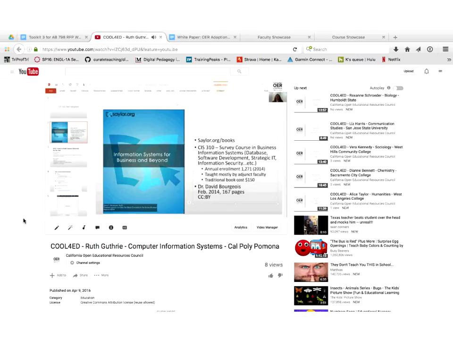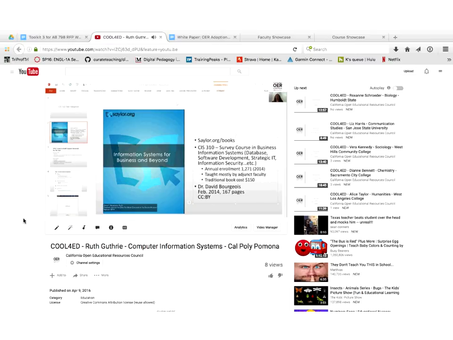This is a cover of the book we adopted, and we found it at sailor.org, and it's written by David Bourgeois. What we liked about the book is the writing style, very engaging to students. It has some nice examples and questions and activities at the end of each chapter, and that we could cut it up and give it to students as they saw fit.